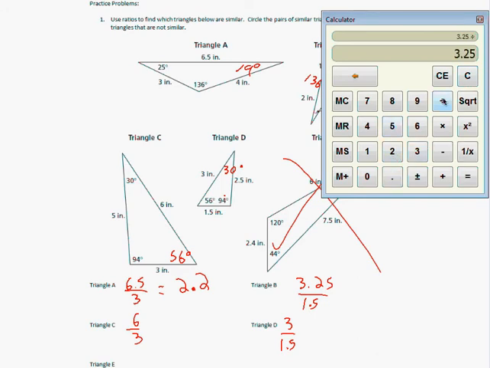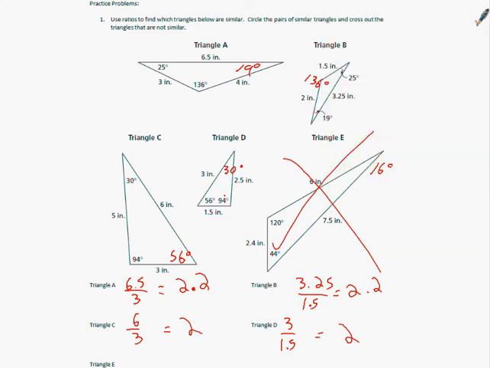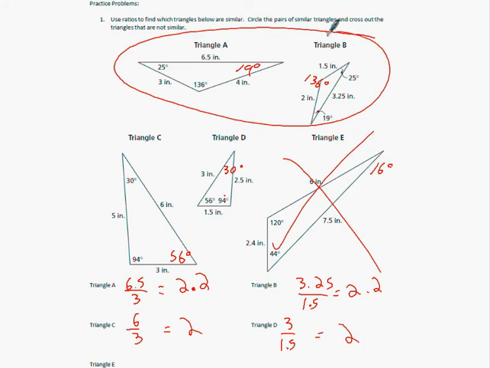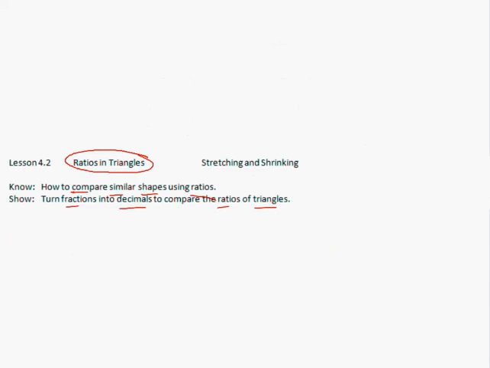3.25 divided by 1.5, 2.2. 6 divided by 3 is 2. 3 divided by 1.5 is 2. So what it looks like is A and B are similar and D and C are similar because the angles are equal and the ratios are equal. I didn't even have to do triangle E because I found out it was not similar to anything because of its angles. Alright, let's check back through the worksheet.